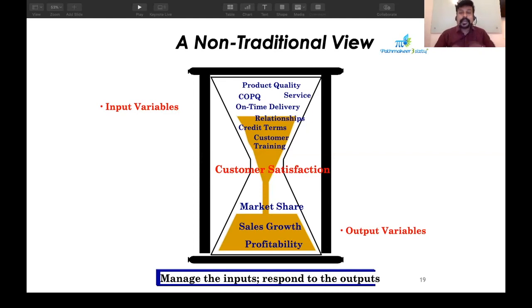Your customers are satisfied. Once your customers are satisfied, what happens? Automatically, your market share will increase, your sales will increase, your profit will increase. Right? So what we are going to do in Six Sigma, Lean Six Sigma, you should have got an idea now. You're not going to blindly focus on output. Decide on the inputs so that you consistently get the output that is better market share, better sales, and better profit. Right?